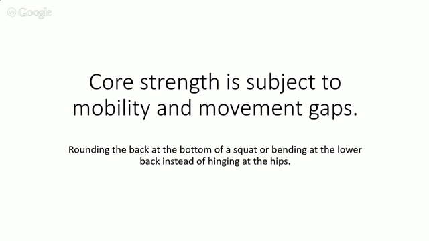Another one is bending at the lower back instead of hinging at the hips. This is just a movement gap. This is just a movement dysfunction. It's a bad movement pattern. It's something that most people can usually fix with a little bit of thought and training, but a lot of people don't understand the difference between hinging at the hips and bending over at the lower back.